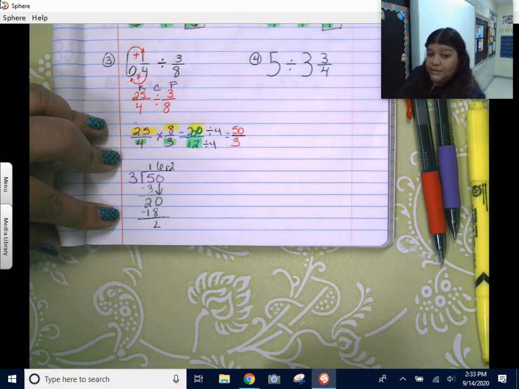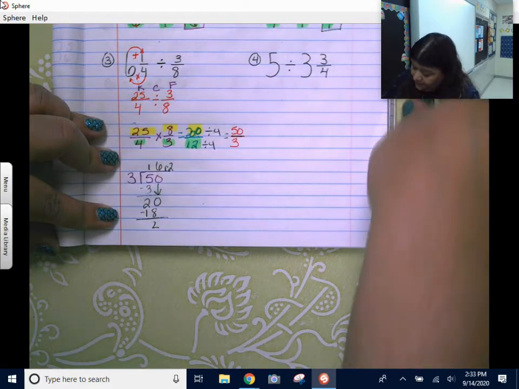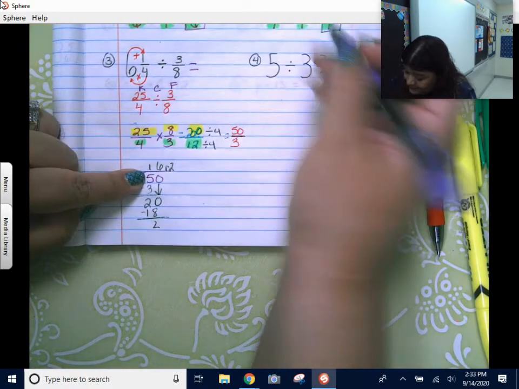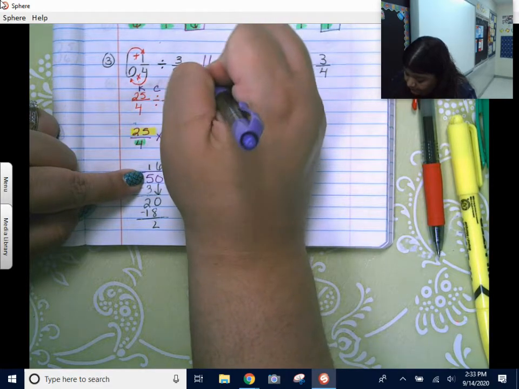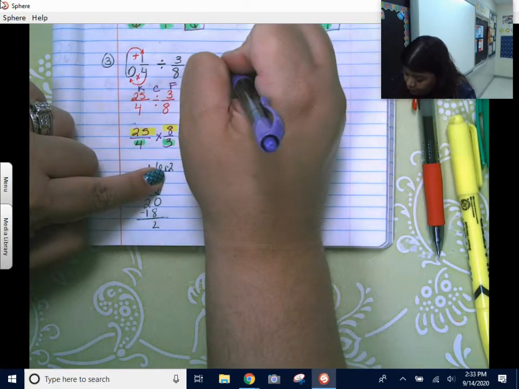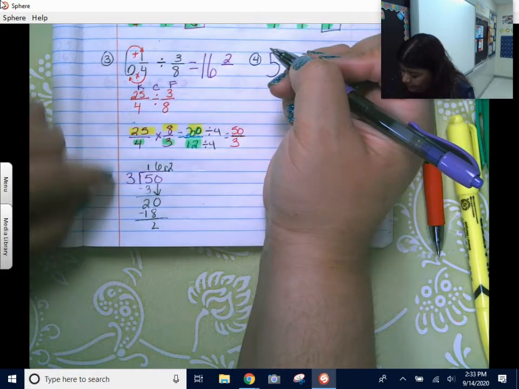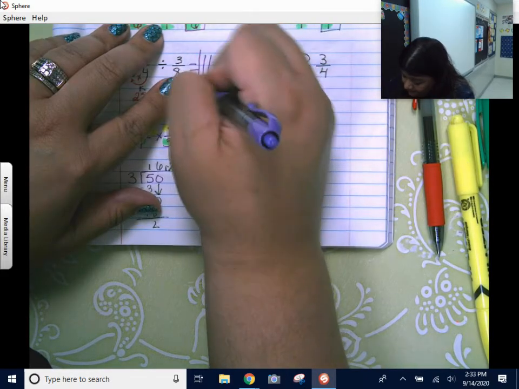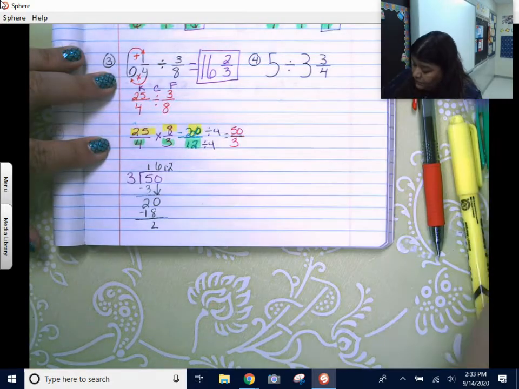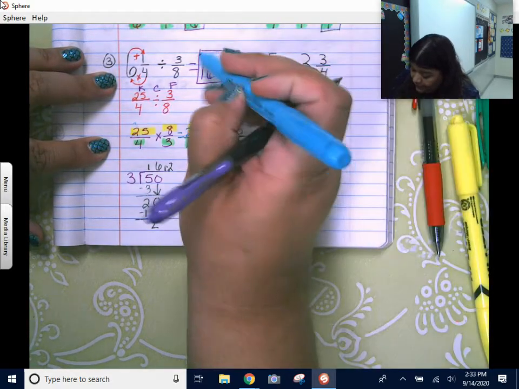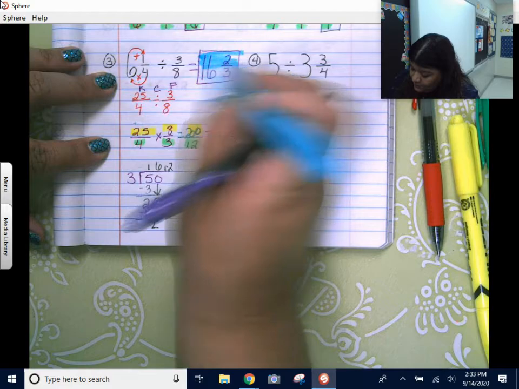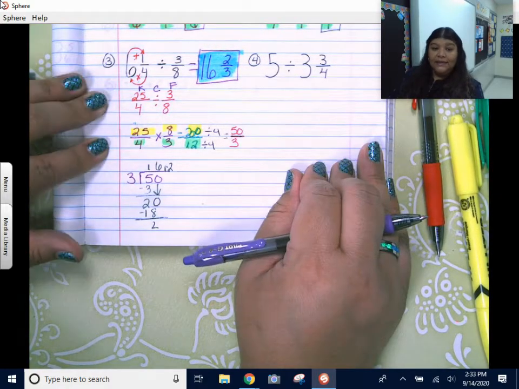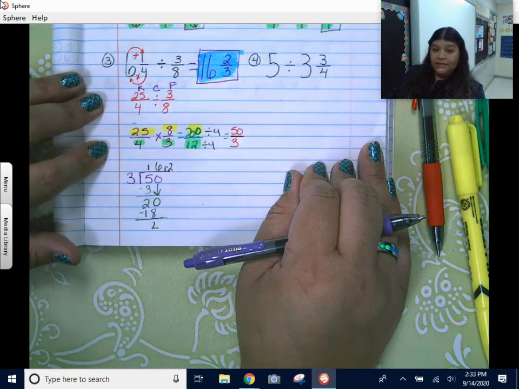Remember how to write your answers? Well, let's write them. Back up here, I'm going to put my answer. 16 is my whole number. The remainder is my numerator. And my denominator stays the same. So 16 2/3 is my final answer. Just like that. So 6 1/4 divided by 3/8 is 16 2/3.